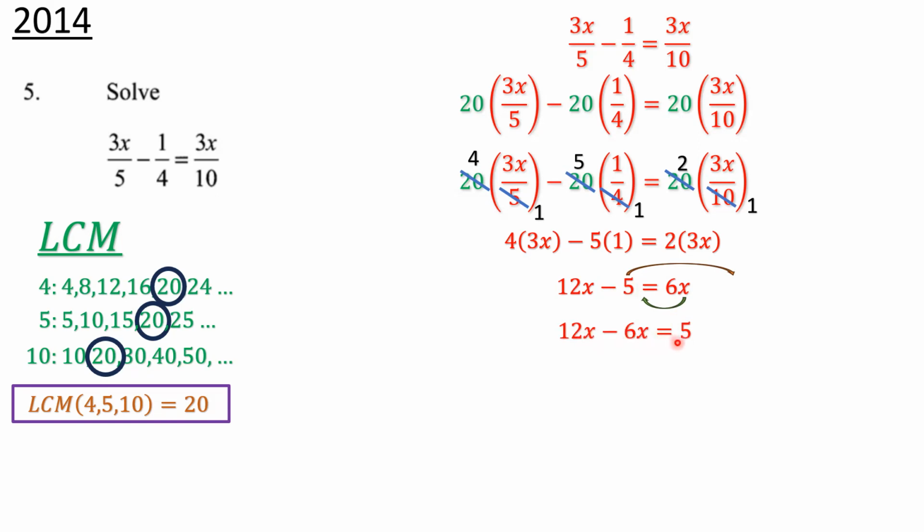So we have 12x minus 6x equals to 5. So now we're going to subtract. What is 12x minus 6x? Well, that's definitely 6x, because 12 minus 6 is 6. So we have 6x equals to 5. We divide both sides by 6, and then we cancel the 6's. And so we are left with x is equal to 5 over 6. And that's our answer. We leave it as a fraction.